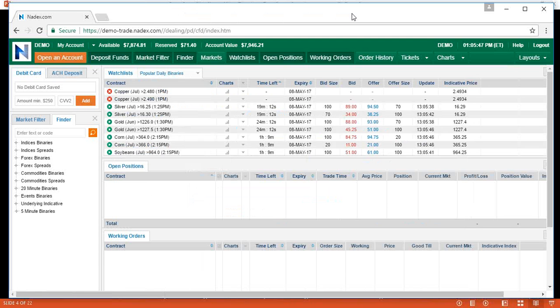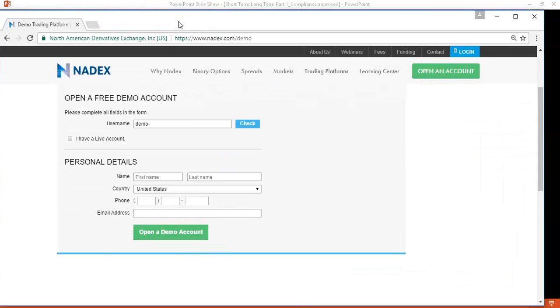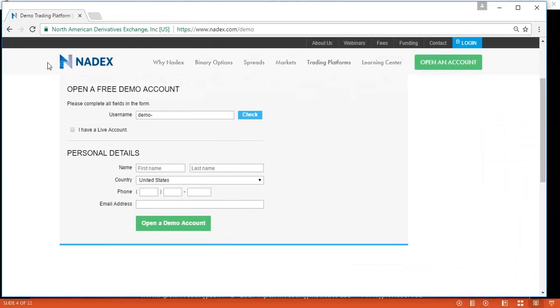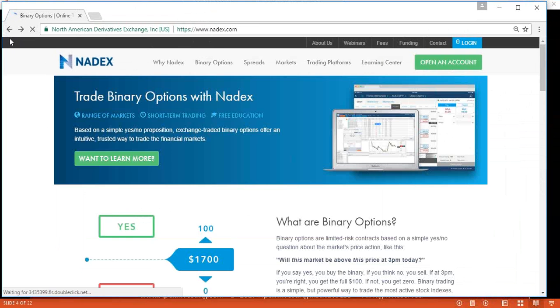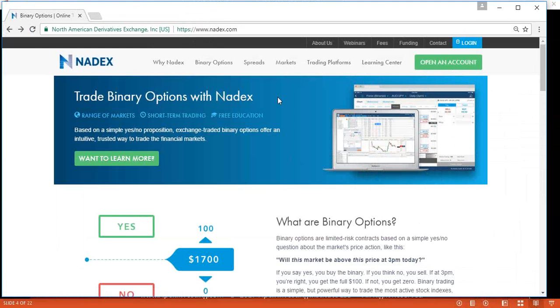So if you don't have a demo account yet, hop on and get one. Even if you already have a live account with Nadex, hop on and get a demo account. Great place to be able to practice anything new that you are looking to add into your trading playbook.